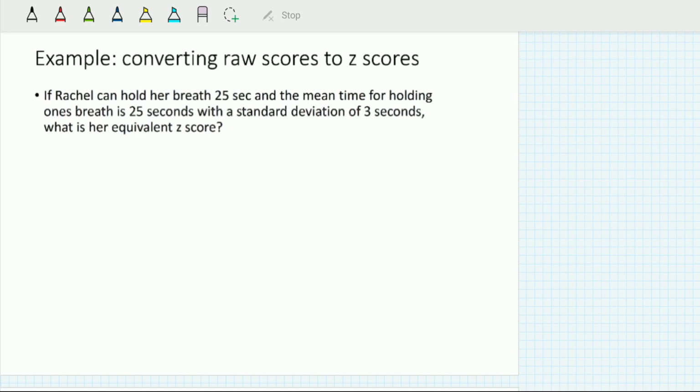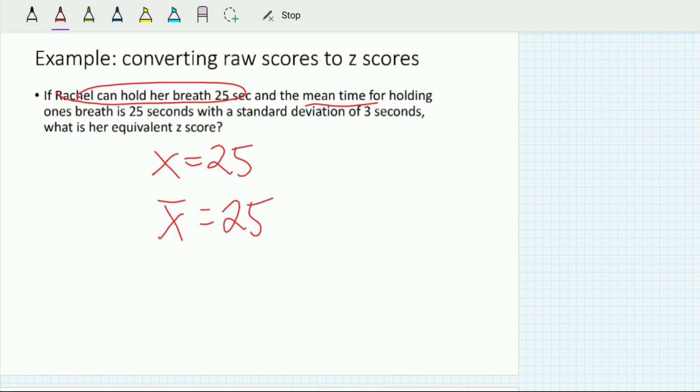If Rachel can hold her breath 25 seconds, and the mean time for holding one's breath is 25 seconds, with a standard deviation of 3 seconds, what is her equivalent z-score? Same thing as before, let's break it down. Rachel can hold her breath 25 seconds, so that's her raw score. Mean time is 25 seconds as well. Standard deviation is 3 seconds.